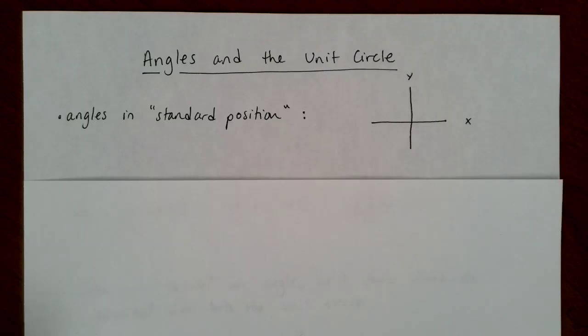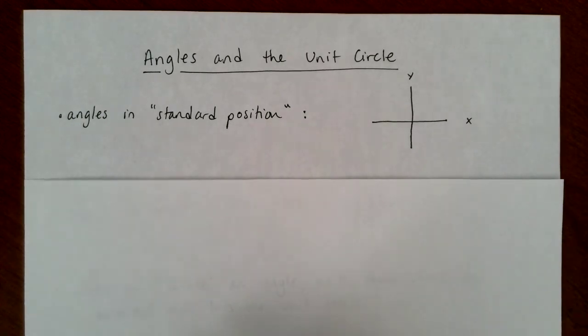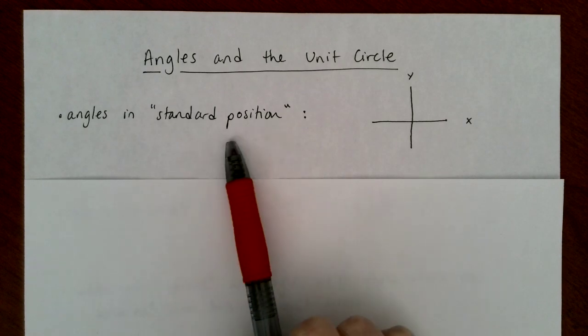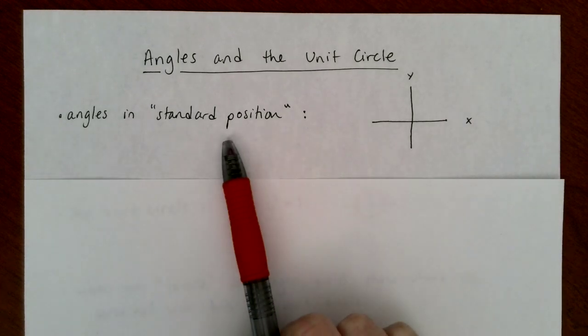Talk about angles and the unit circle. This will start our notes for section 5.1. So first, let's talk about angles as they're drawn in standard position. So angles roughly are measuring the amount of rotation of something.